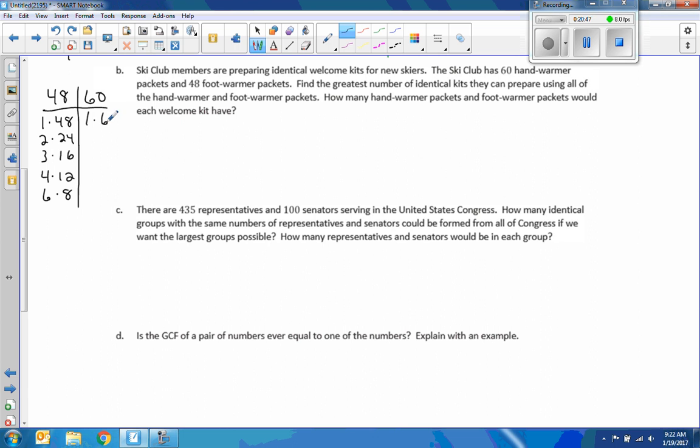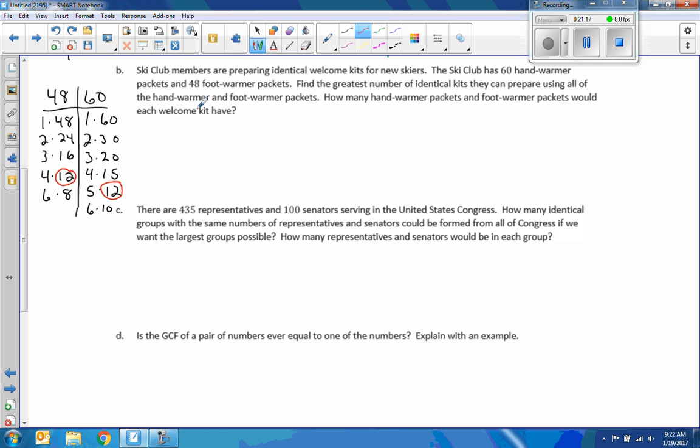Factors of 60: 1 times itself, 2 times 30, 3 times 20, 4 times 15, 5 times 12, 6 times 10, 7 no, 8 no, 9 no, 10 repeats, done. Okay, so we found the GCF to be 12.